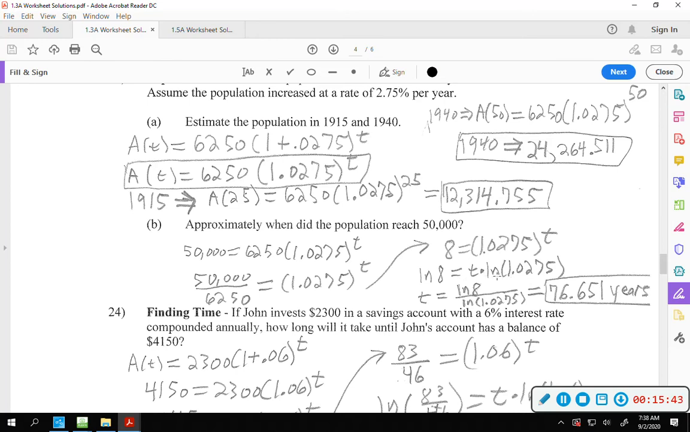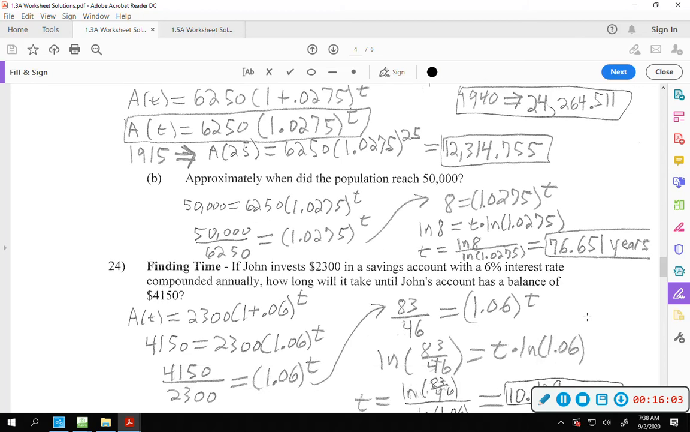The natural log of 1.025 is a number. Divide both sides of the equation by that number. That is our analytical answer. But we want to know how many years it takes. Type this into your calculator. This definitely needs to be rounded to 3 decimal places. Don't forget units of measurement. 76.651 years. Good. These population growths and growth of money are all great problems.